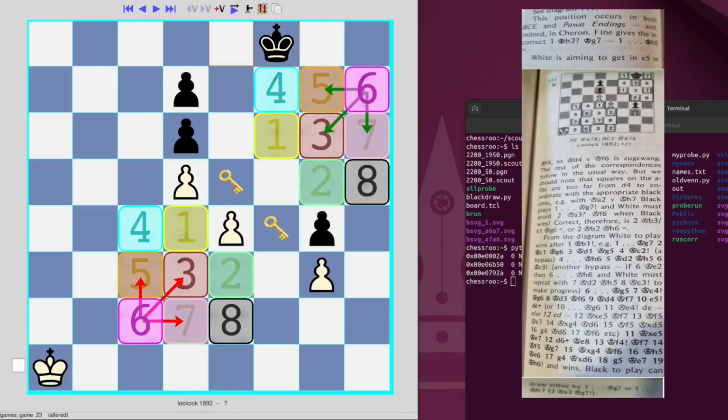The rest of the correspondences follow in the usual way, but we should note that squares on the a-file, this is why I stopped here, are too far away from d4 to coordinate with the appropriate black ones. Black will win if the white king decides to go way over here, because black could run up here and grab the e pawn. So bear that in mind. You've got to think about the counterattack possibilities if you're triangulating so far away. So we can't go to the a-file, so the last set of corresponding squares are going to be the ones on the back rank and then the b-file.